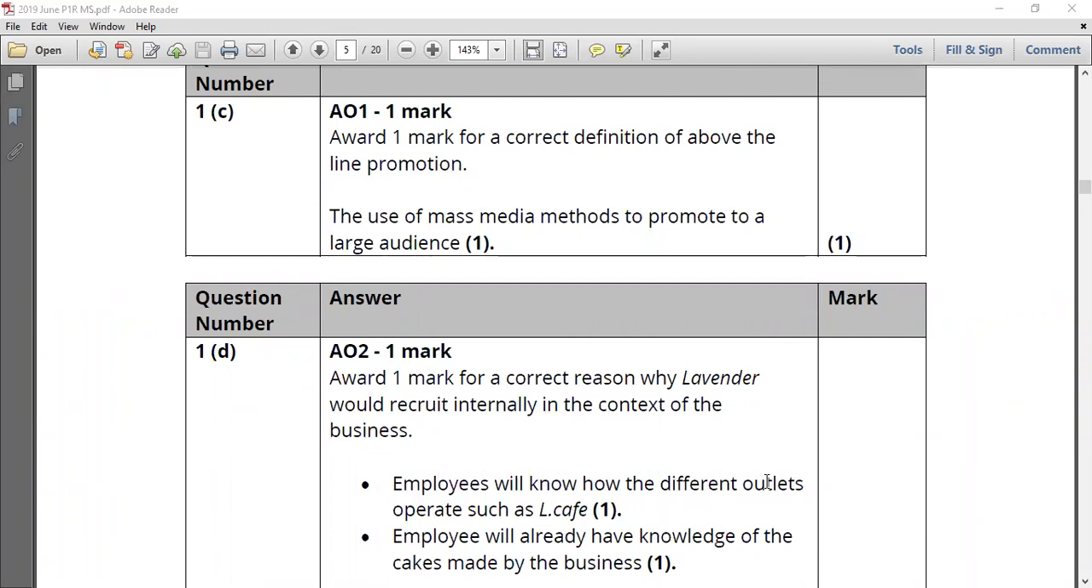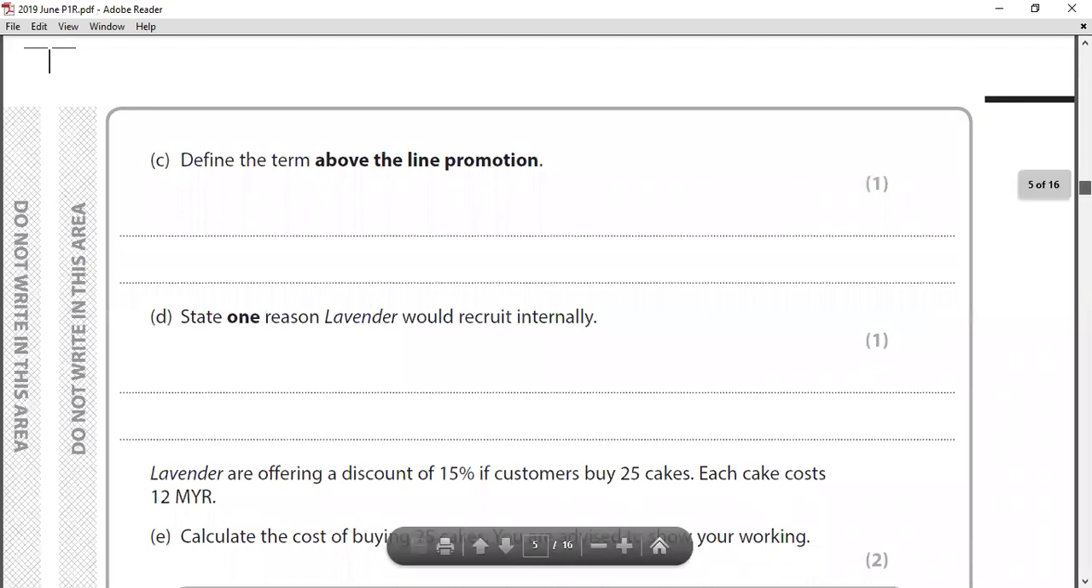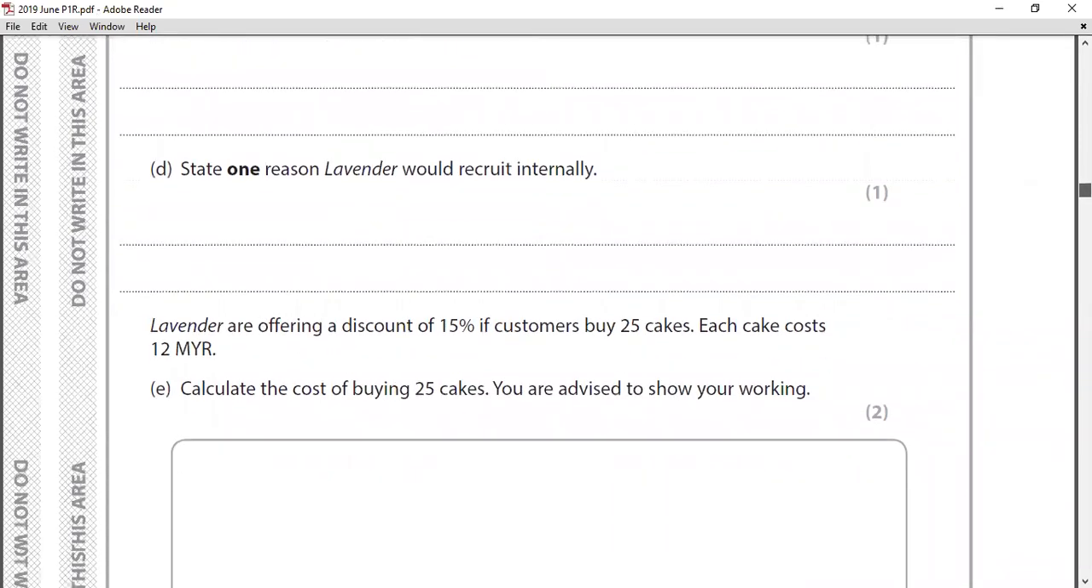Right. Now we are moving on to an application type question, a 1 mark question, easy question. State one reason why Lavender would recruit internally. Reason for internal recruitment, you can say the workers know better about their restaurant chains such as El Bistro, El Cafe, El Table. You can tell about the restaurant names. Or you can say the workers know about the current products they are going to sell. For example, they know all the varieties they are selling like cakes and pastries and Asian foods. So you can add some kind of, it depends.